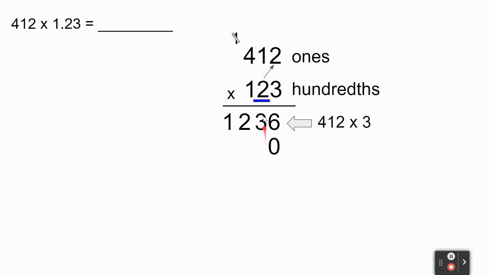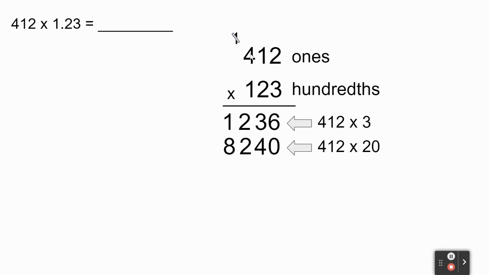Now let's multiply 2 times 2, which is 4. Next, we're going to multiply 2 times 1, which is 2. And lastly, 2 times 4, which is 8. So we know that 412 times 20 is 8,240.